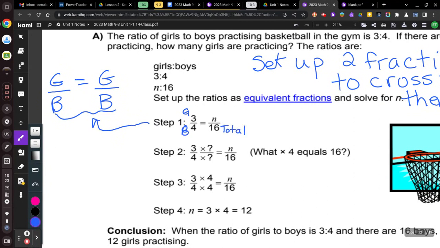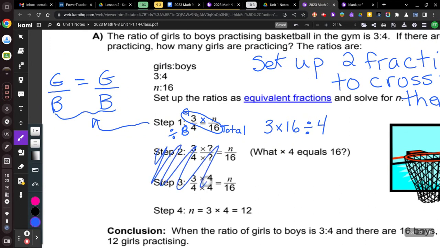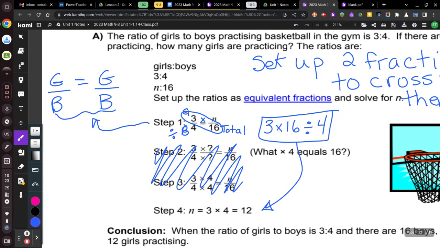Okay, so how many girls are practicing? We're going to cross multiply, then divide by 4. So you're going to go 3 times 16 divide 4. That's the rule. 3 times 16 divide 4. So really, you don't have to worry about step 2 and 3. You literally just do this, and that gives you your answer. So 3 times 16, divided by 4. So how big is that going to give you? 12. So that's going to give us an answer of 12.